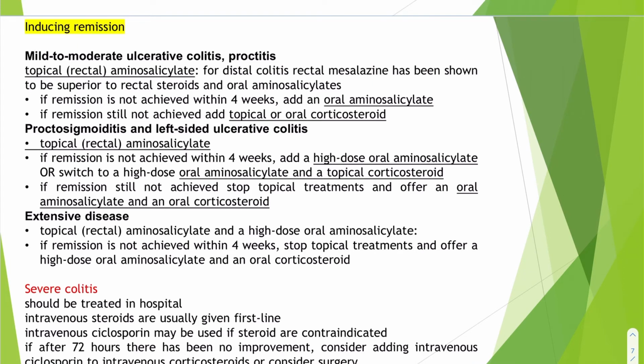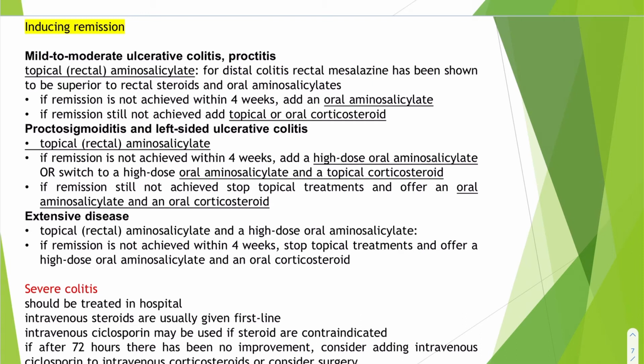While in the extensive disease, topical aminosalicylates and high-dose oral aminosalicylates, if remission is not achieved within 4 weeks, we stop the topical treatment and offer high-dose oral aminosalicylates and oral corticosteroids. So summarizing this, as you can see, in mild to moderate cases, topical therapies are usually enough. However, if there are more severe symptoms and other manifestations, then we have to go to the oral therapy.